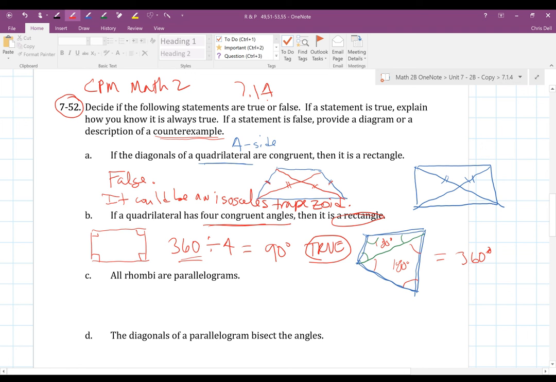Next, all rhombi are parallelograms, right? Rhombi, the plural of rhombus. What's true about a rhombus? A rhombus has four equal sides. What's also true about a rhombus is that all the opposite sides are parallel to each other. So all rhombi are parallelograms because parallelograms mean that opposite sides are parallel. So this is also true.